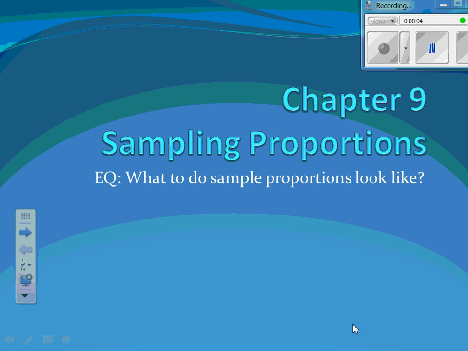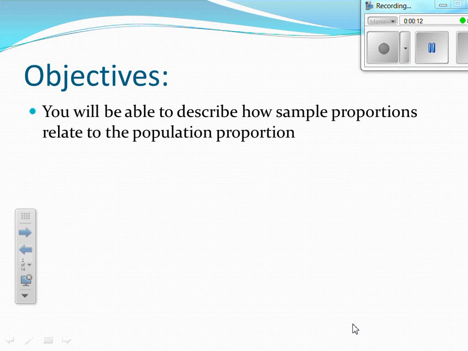All right, so as we just start talking through sampling distributions, let's take a look at sampling proportions. At the end of this, the objective is to be able to describe how sample proportions relate back to the population, right? We have some population of interest out there.